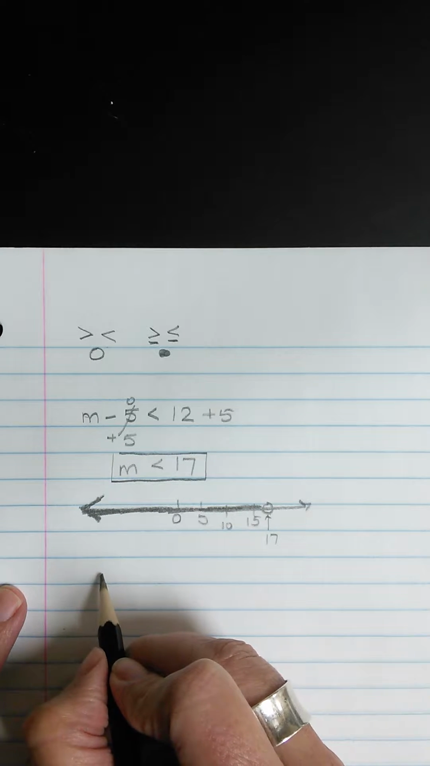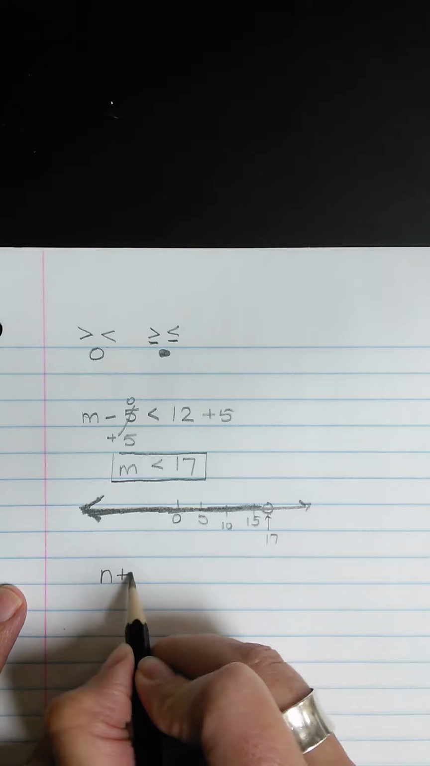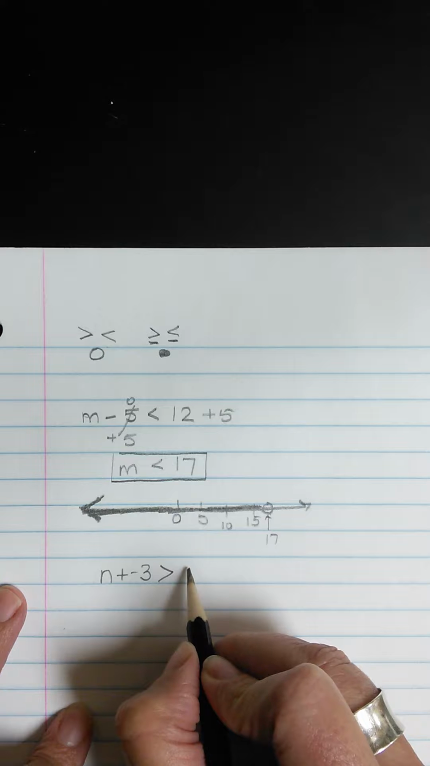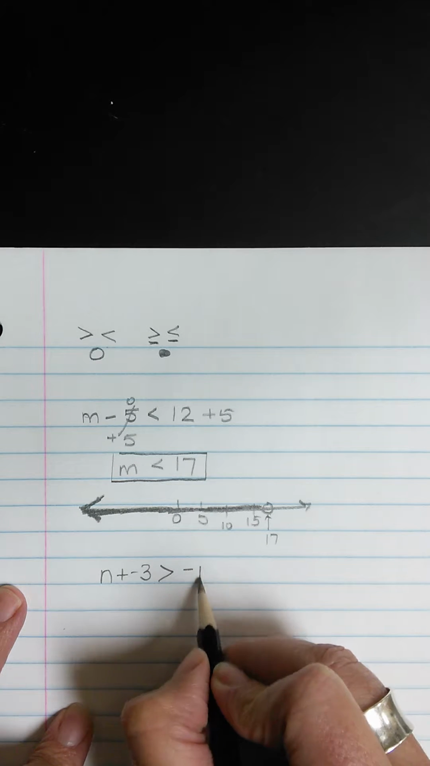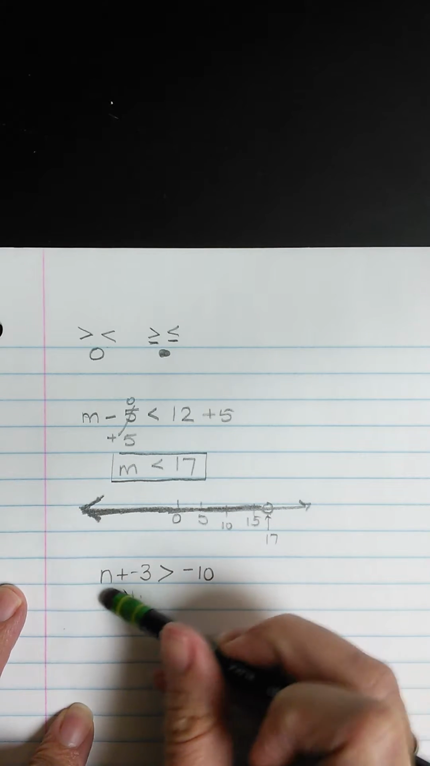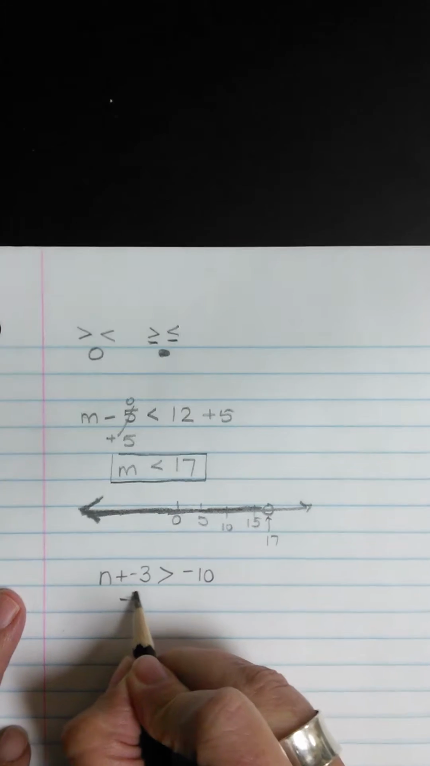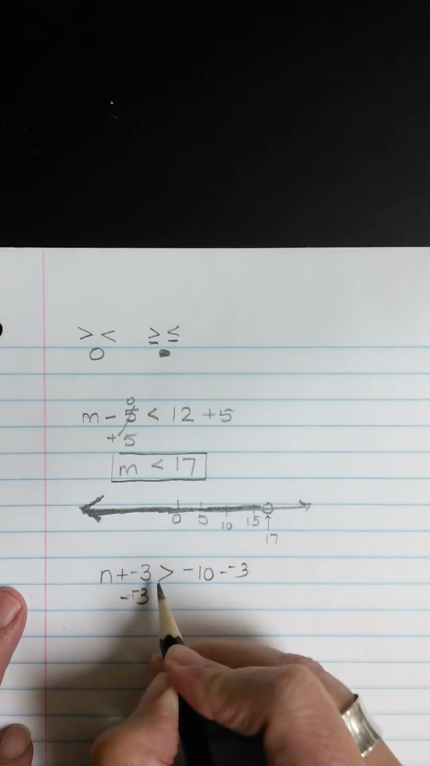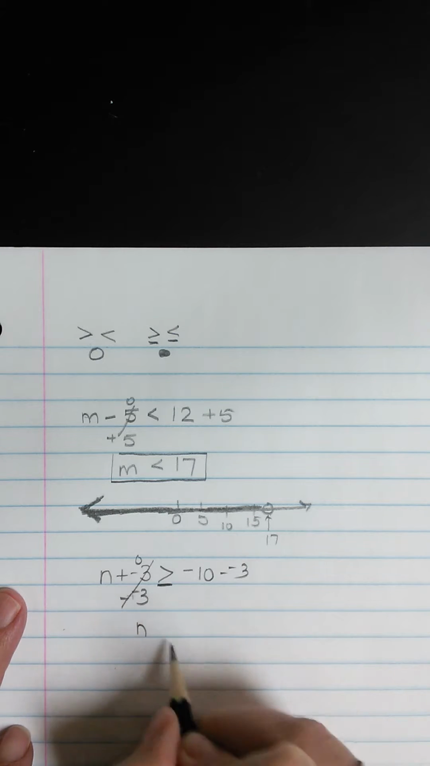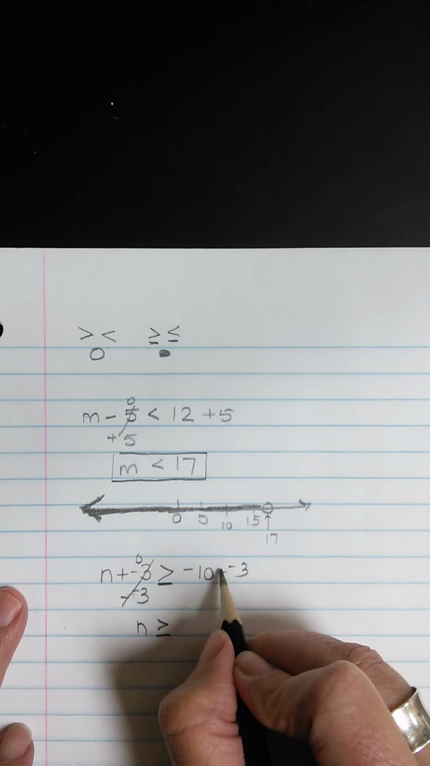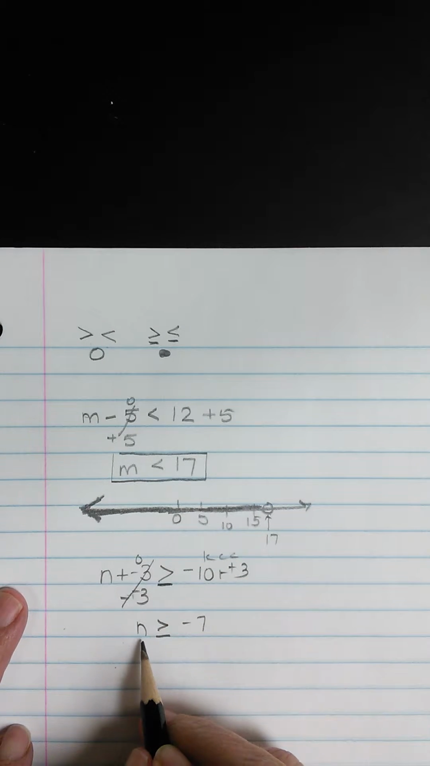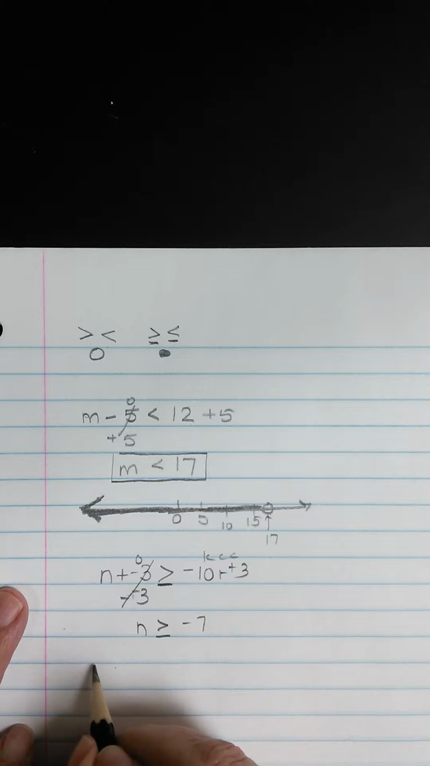If I have a number like n plus negative 3 is greater than negative 10, if I subtract negative 3, opposite operation, same number on both sides, these cancel out, I'll get n. Oh, and let's make that greater than or equal to. I'll get negative 7. So this is any n that is greater than or equal to negative 7.